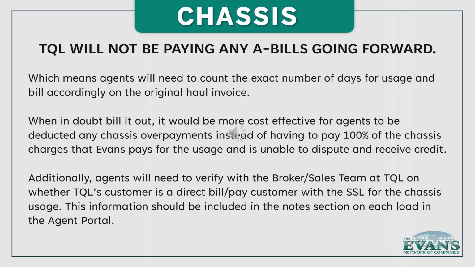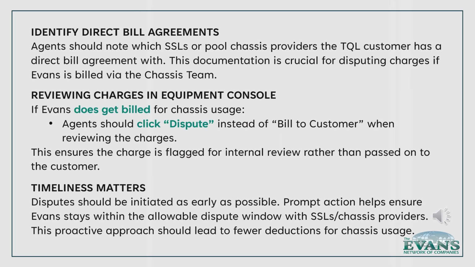Additionally, agents will need to verify with the broker or sales team at TQL on whether TQL's customer is a direct bill pay customer with the steamship line for the chassis usage. This information should be included in the notes section on each load in the agent portal. Identify direct bill agreements. Agents should note which steamship lines or pool chassis providers the TQL customer has a direct bill agreement with. This documentation is crucial for disputing charges if Evans is billed via the chassis team.